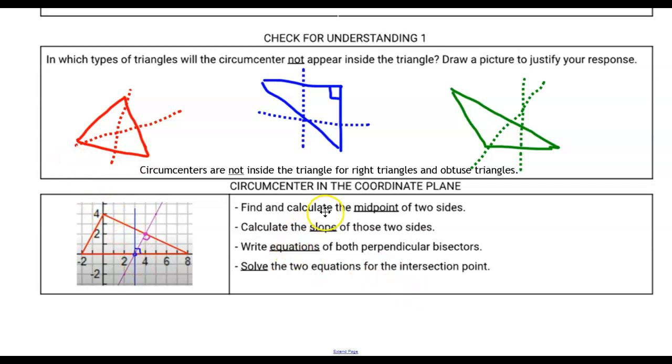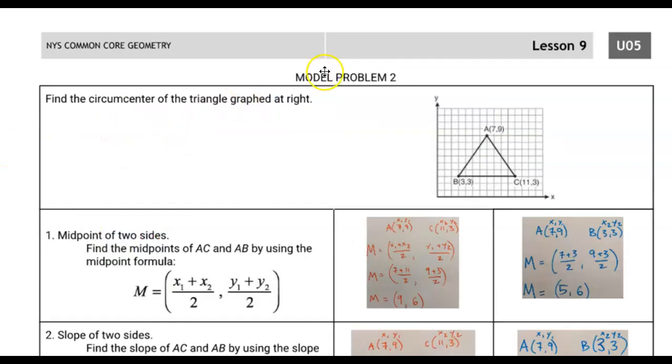All right, so that means you have a roadmap. You know we're going to calculate midpoint, we're going to find slope, we're going to write the equations, then we're going to solve. I'm going to give you an example of what that looks like here. In the model problem, it asks us to find the circumcenter of the triangle graphed right. Here's our triangle. We know it's an acute triangle. We can look at it and see that it's acute and not obtuse or right. So we can make the guess that this circumcenter, I should say, is going to be inside the triangle. Let's take a look at the steps.